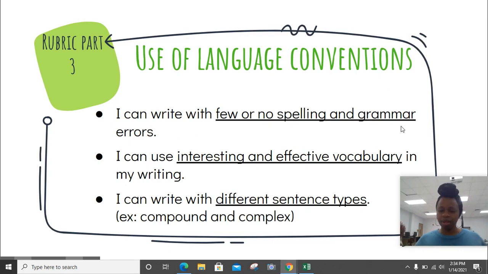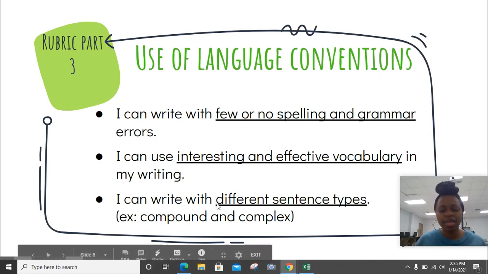Okay, this is more when you've got your essay written. You got to go back and make sure that you're spelling words correctly. You definitely want to go back and look at the vocabulary that you used in your essay. Was your vocabulary interesting? Was it effective? And when I say effective, I mean does it help get your point across?